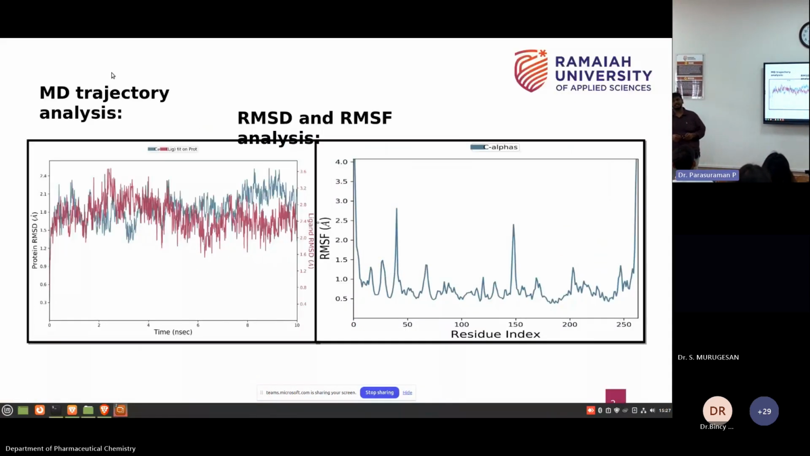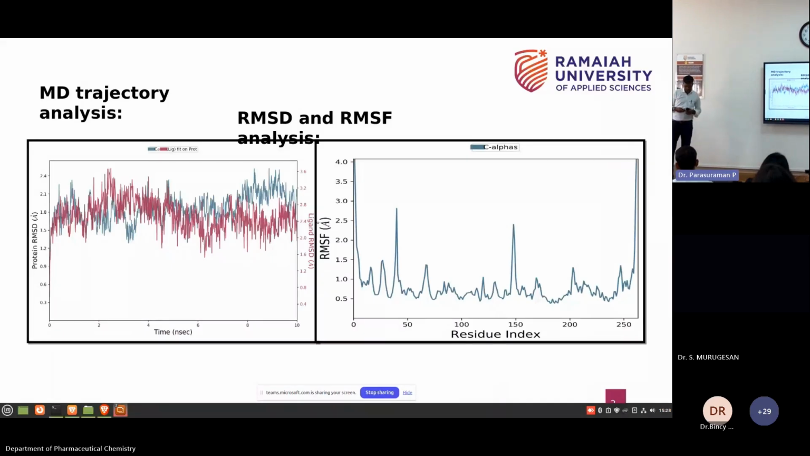RMSD, as I already told, is root mean square deviation. For example, it will be in position 1, then it moves to position 2. If it has more deviation from the original position, we will get more deviation in the RMSD graph. If the RMSD graph intensity is low, the complex is more stable throughout the simulation.